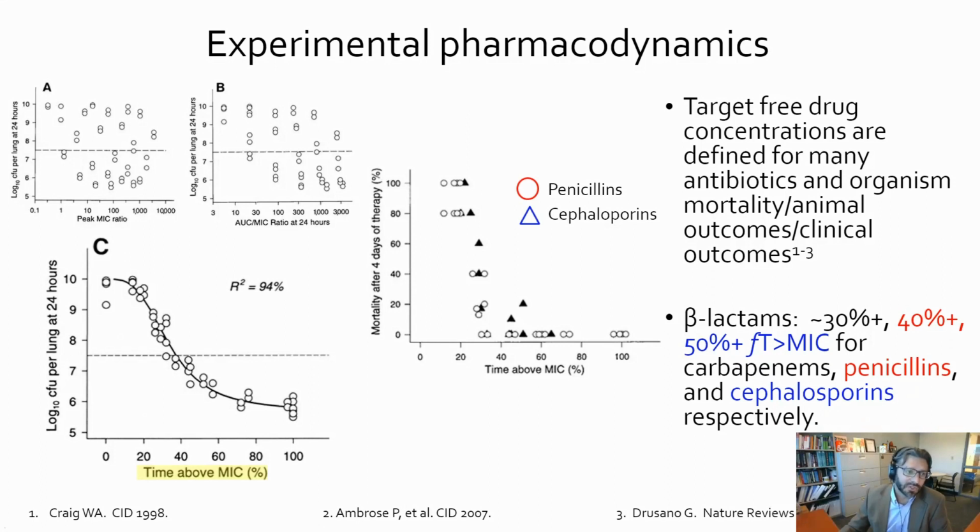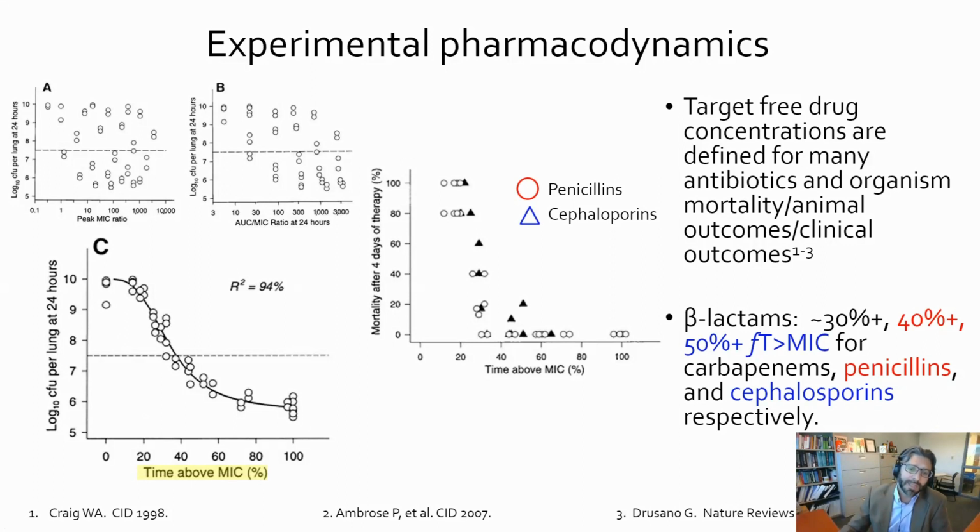That is, you want the concentration at the site of infection to be above the MIC for the longest percentage of time. And when we look at the various beta-lactams, here's another nice graph from his very early publications. The penicillins are shown in circles there, and here I have it highlighted as red. And you can see that the penicillins require slightly less time above MIC than do the cephalosporins that are shown in the triangles.